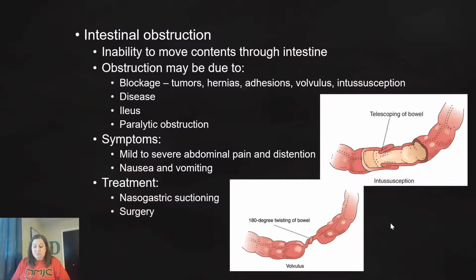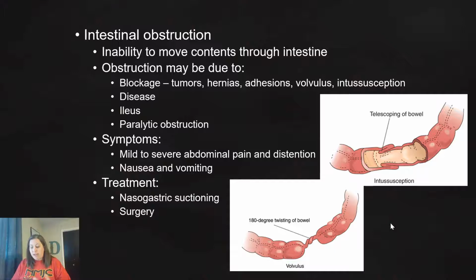So symptoms, it depends on the severity and the type of obstruction that we see, but we do see it could be mild to severe abdominal pain, okay, again, depending on the amount of the obstruction or what type. And we also see a lot of times distension of the belly that takes place, kind of like a retaining of fluid. Nausea and vomiting also could be a big time symptom.